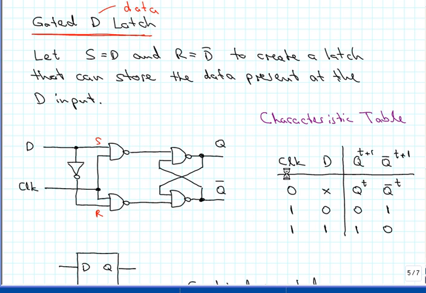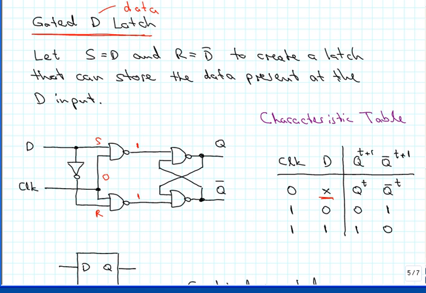So now the characteristic table looks like this. If the clock is at 0, then we will get a 1 here. So if we have a 0 here, then we have a 1 here, and we have a 1 here. And that just leaves the latch in the state that it was at time t. So Q of t plus 1 becomes Q of t, and Q naught of t plus 1 becomes Q naught of t, irrespective of what the input at the D input is.